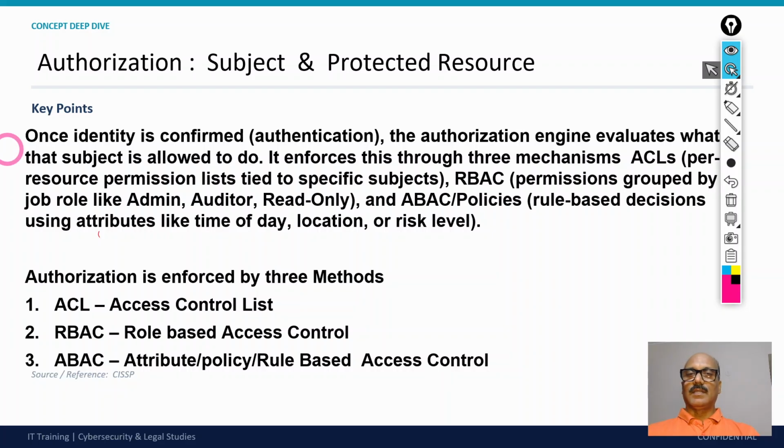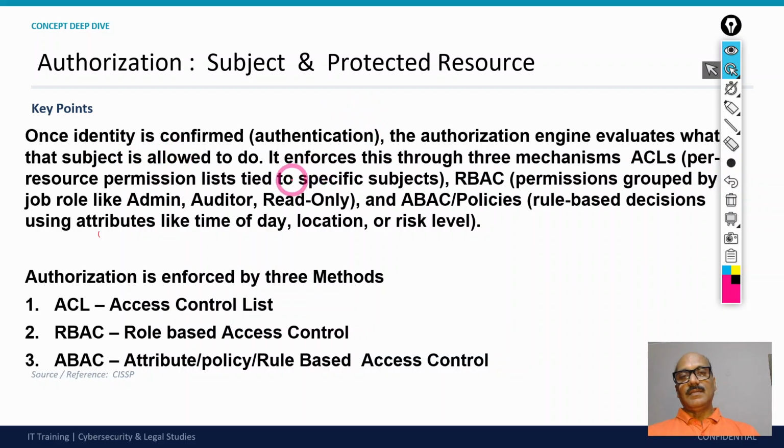Yesterday we touched upon authorization, which is the second A of the AAA framework. AAA stands for authentication, authorization and accounting. As I mentioned yesterday, once the identity is confirmed through authentication, the next stage, authorization, will decide what the subject, meaning a username, a device, or a process, is allowed to do on a resource.